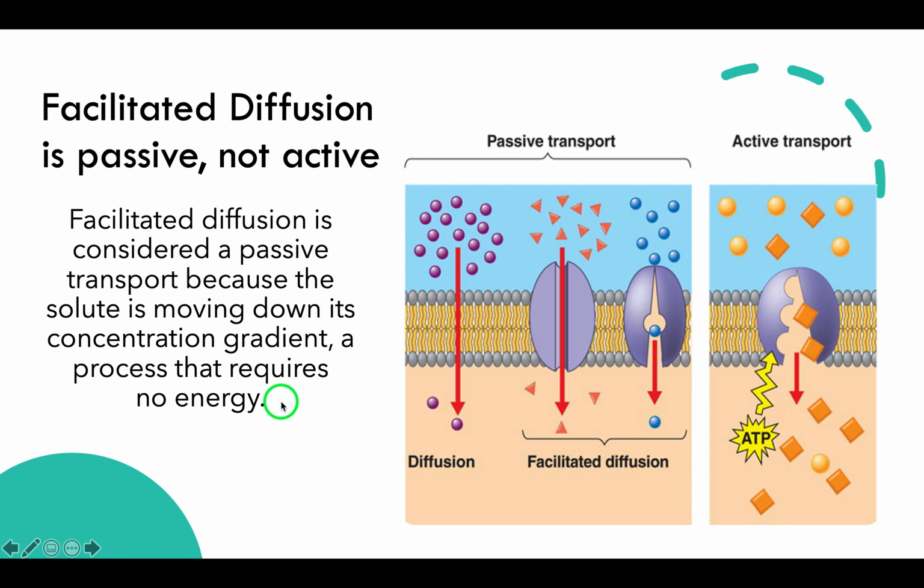Now, don't get confused with facilitated diffusion, which makes use of membrane proteins. Despite the help of transport proteins, facilitated diffusion is considered a type of passive transport because the solute is moving down its concentration gradient, a process that requires no energy. Facilitated diffusion speeds transport of a solute by providing efficient passage through the membrane. But it does not alter the direction of transport, unlike that of an active transport.